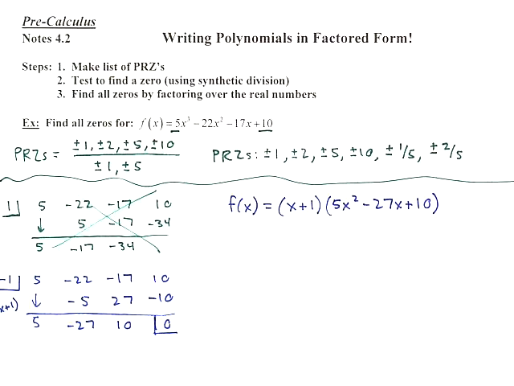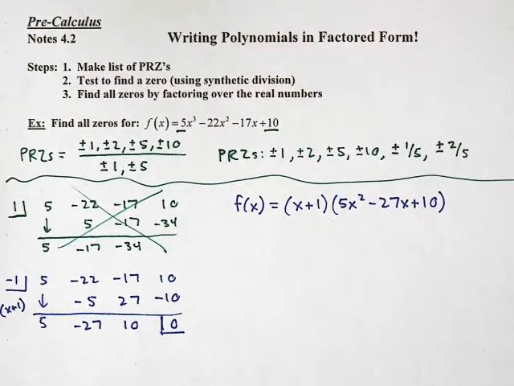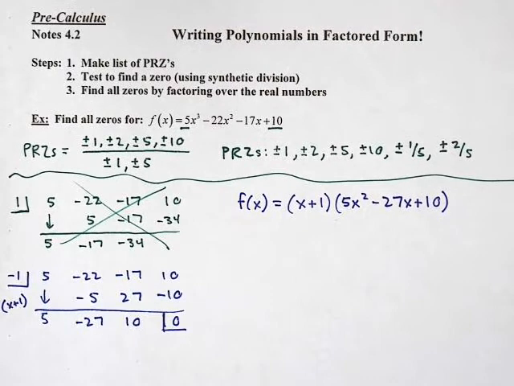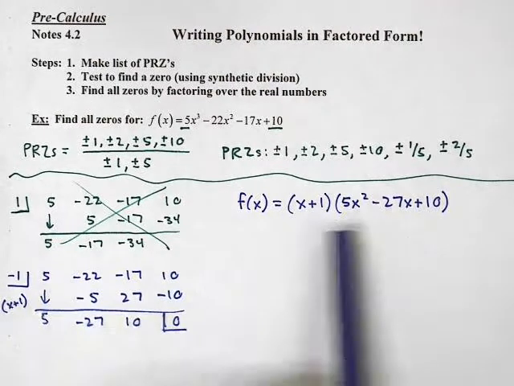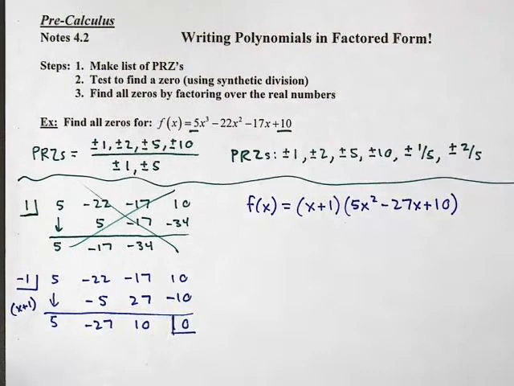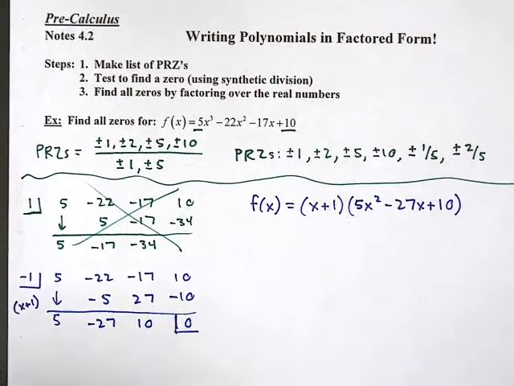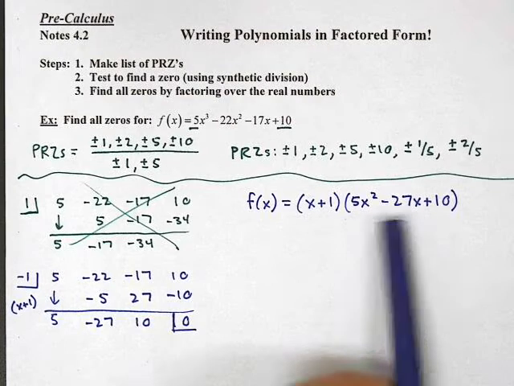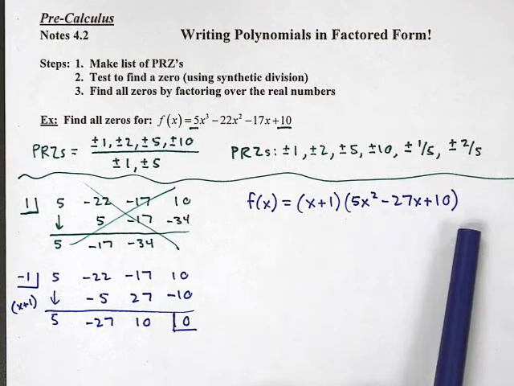Alright, that is the whole idea of finding the list of PRZs. The whole idea of this is that once you can complete a synthetic division, you can rewrite it in factored form. Now, this isn't fully factored, we want to keep going. And I am here to tell you that if you want to keep going with synthetic division, by all means, you're welcome to do that. I just think that's silly. Okay, if I see this 5x squared minus 27x plus 10, I want to factor it.